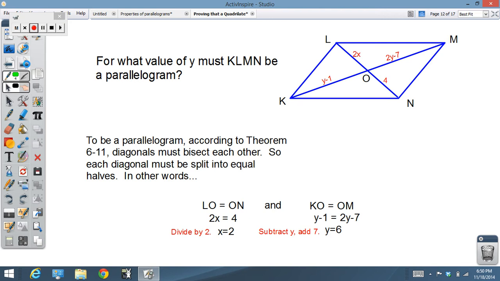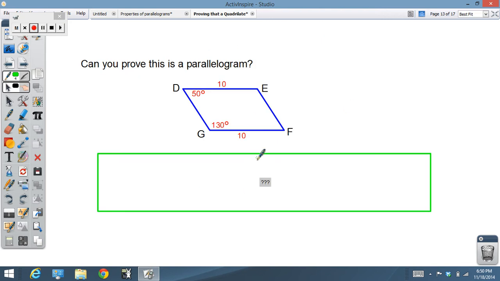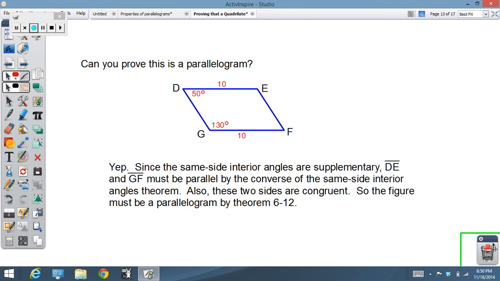Okay, next, can we prove? Now, going back, we're not going to do a whole lot of detailed proofs, but can we look at this and prove that it's a parallelogram? Pause. Answer coming shortly. Here we go. Yep, we can. Since the same side interior angles add up to 180, then DE and GF must be parallel because, we remember, we got the converse of the same side interior angle theorem. If these add up to 180, then these two lines must be parallel.